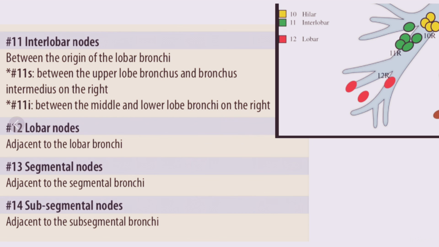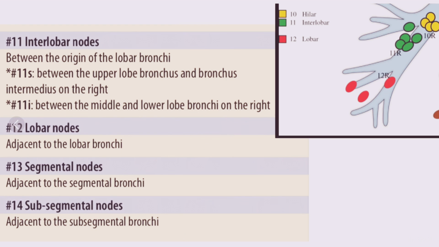Then comes station number 7, which was subcarinal lymph nodes. Then comes station number 8, which was para-esophageal lymph nodes. Then comes station number 9, which was lymph nodes along the pulmonary ligament. Then comes station number 10, which was hilar lymph nodes. Then comes station number 11, which was interlobar lymph nodes. Then comes station number 12, which was lobar lymph nodes. Then comes station number 13, which was segmental lymph nodes. Then comes station number 14, which was the last lymph node, the subsegmental lymph nodes.